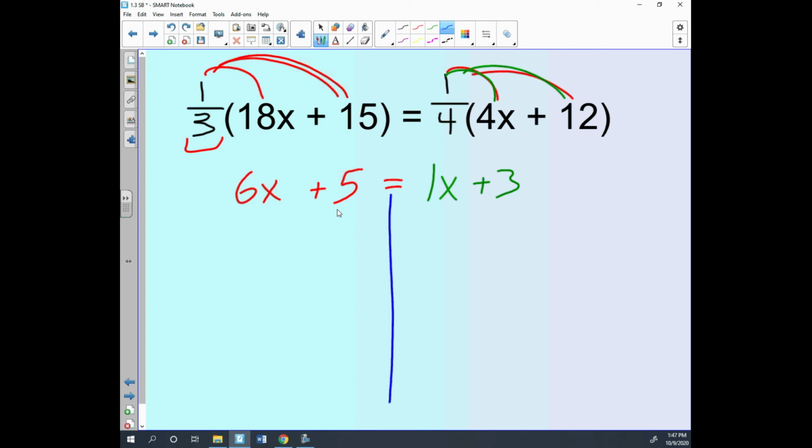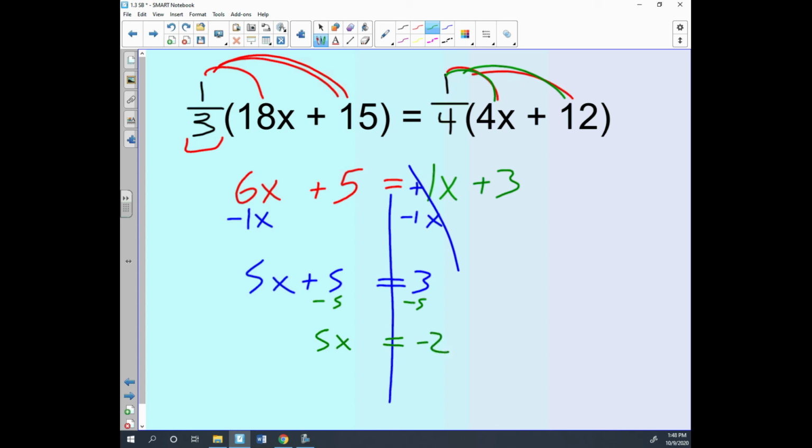Now we're at a decent looking one right here. My goal is to get all the x's to the left-hand side, so I see a plus 1x. I'm going to minus 1x. I'm going to be fair and equal and do that over here. 5x plus 5 equals 3. Maybe you might even know the answer from here, but just finish it out. Okay, we're going to minus 5. Minus 5. 5x equals negative 2. Oh, maybe you don't know that one.